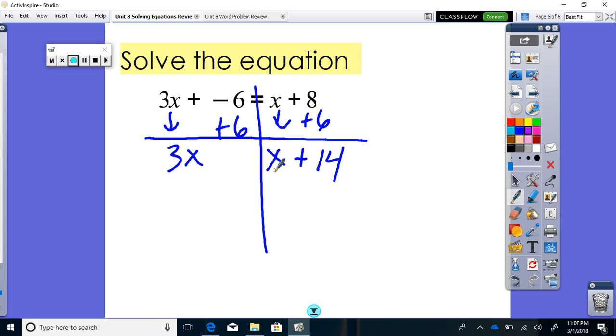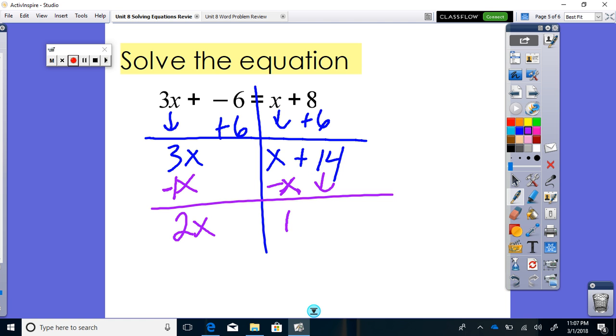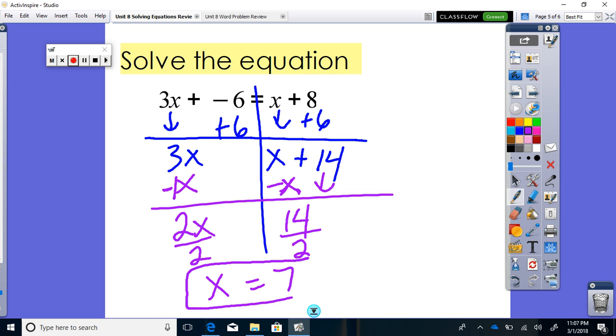Then I have an x right here. That's a 1x, and it's positive. So to move it to the other side, I will have to subtract a 1x. So 3x minus 1x will be 2x, and then x minus x is 0, so just the 14 will come down here. Then 2 times x, so divided by 2 on both sides, and 2 divided by 2 is 1x. 14 divided by 2 is 7.